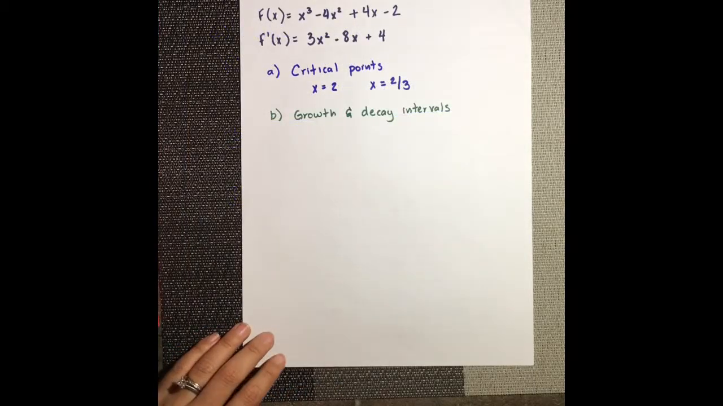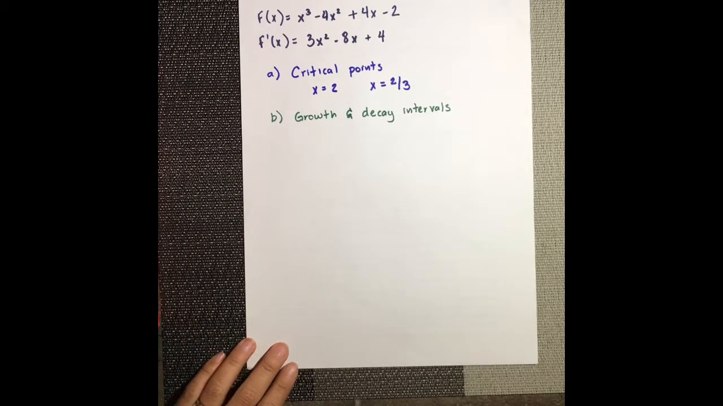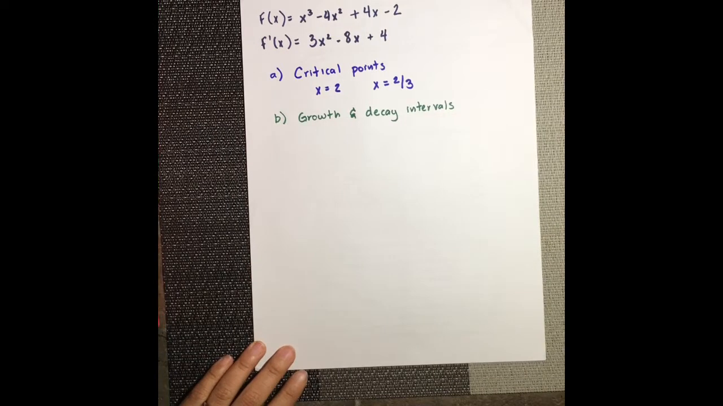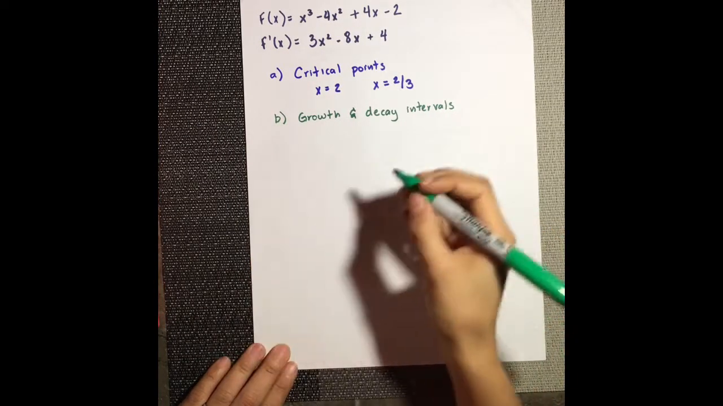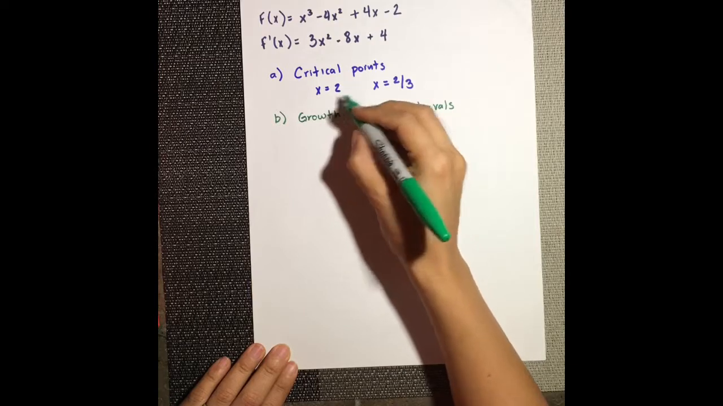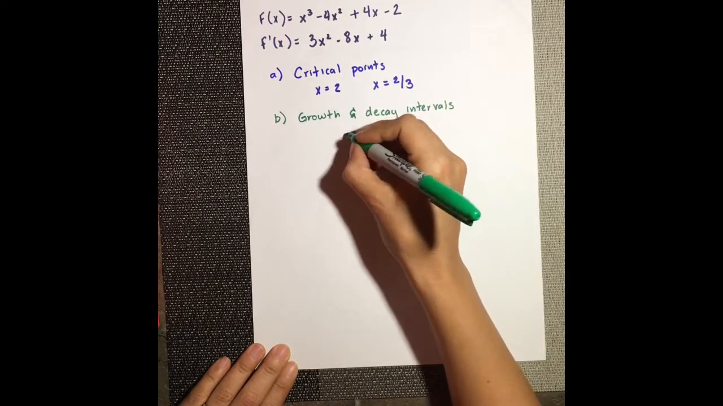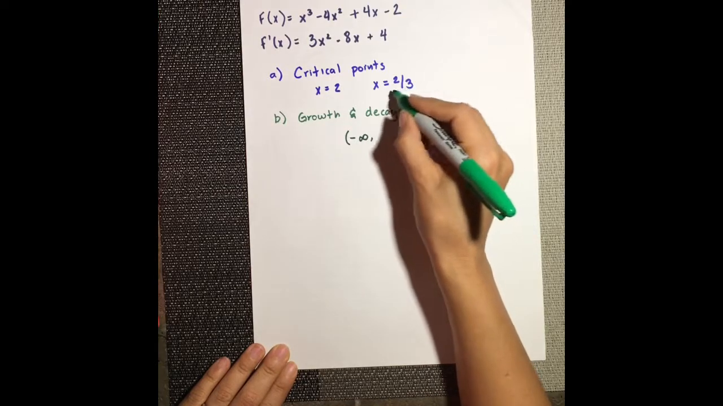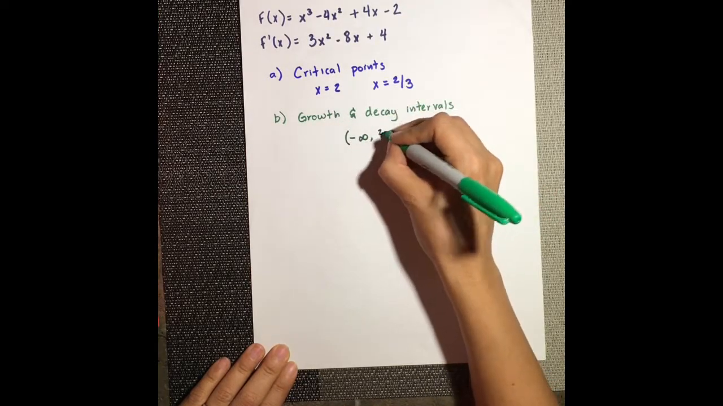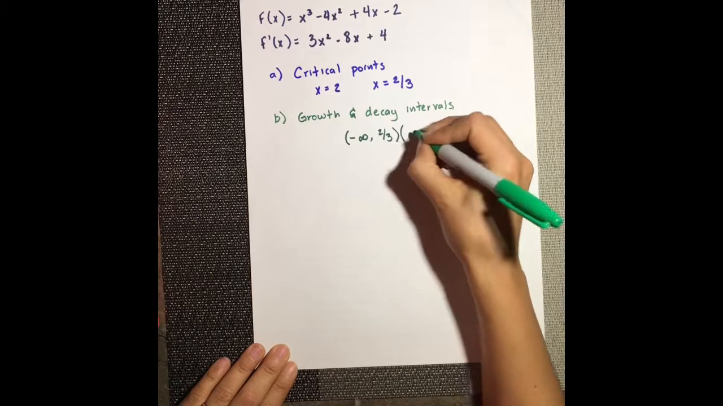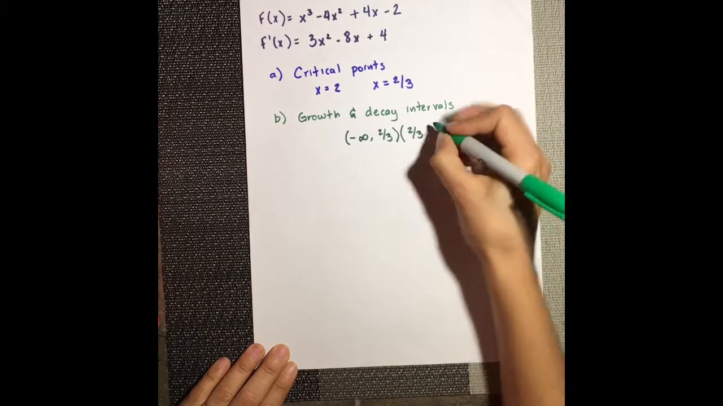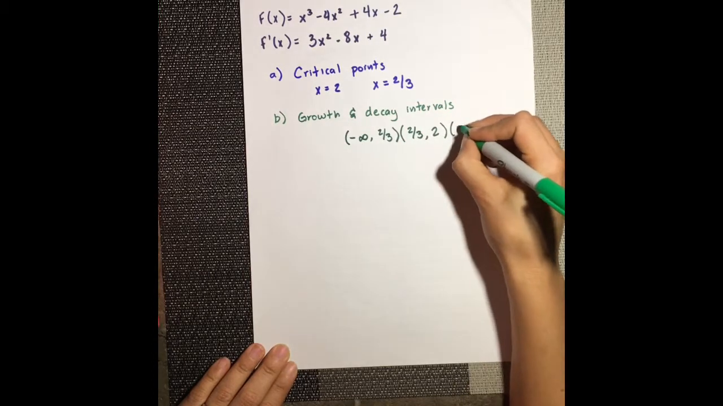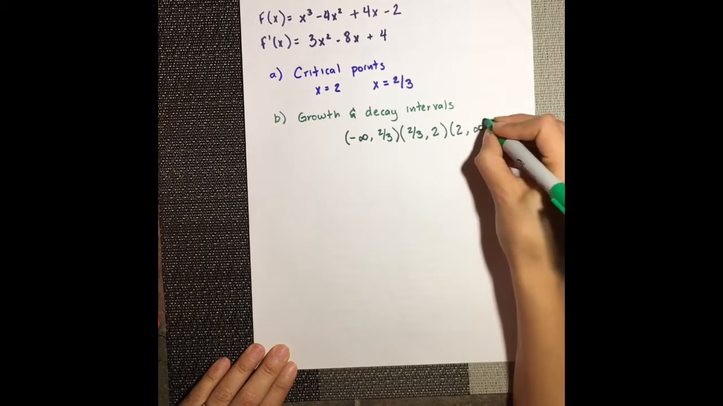So after we have obtained our critical points, what we're going to do is create intervals where we can test the behavior of these critical points. So what we're going to do is write an interval from minus infinity to the closest of these two points, so 2/3. Then from 2/3 to 2, and then from 2 to infinity.